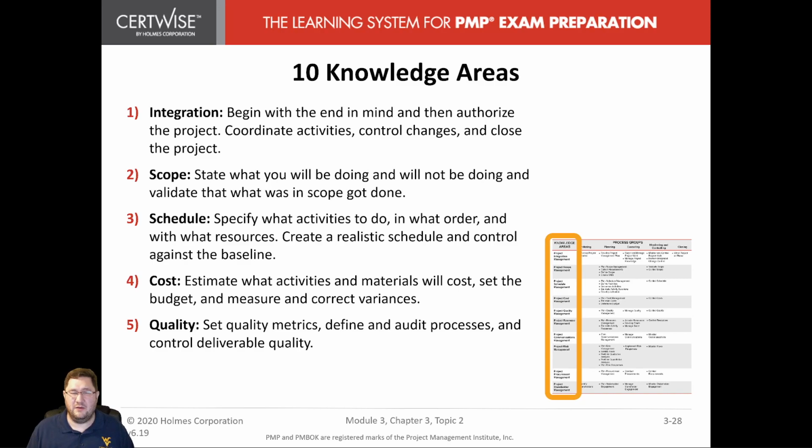Cost. We need to estimate what our activities and our resources are going to cost. This is going to help us develop the budget and measure and correct the variances. Because if we see that we're spending too much money in a certain activity, well, we probably need to look into that and see why we're spending so much money. Is there a problem that we need to address or something we didn't consider?